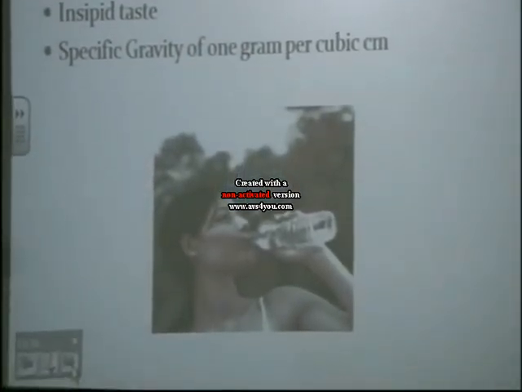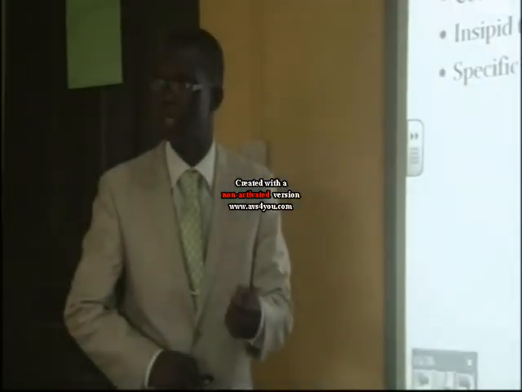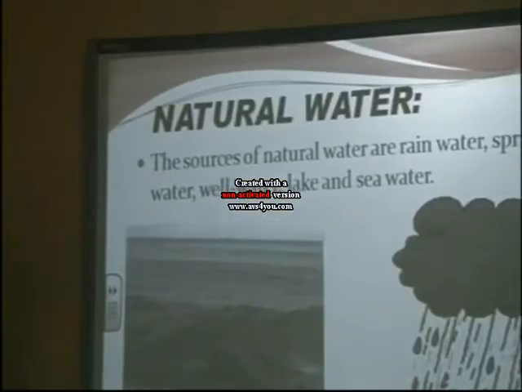The specific gravity of water is 1 gram per cubic centimeter. What does that mean? It simply means that if you take 1 gram of water, it will occupy 1 cubic centimeter. Or if you take 1 cubic centimeter of water, it will weigh 1 gram. So these are the properties of water. It's colorless, it has an insipid taste, and it has a specific gravity of 1 gram per cubic centimeter.